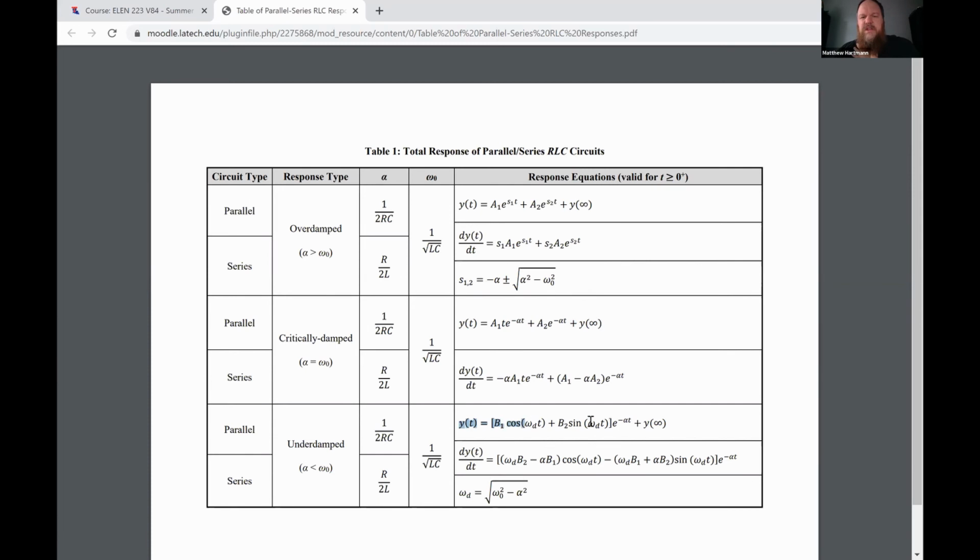Similarly, if we look here for the response of an underdamped circuit, y of t becomes b1 cosine omega d t plus b2 sine omega d t, that whole thing multiplied by e to the minus alpha t. That occurs when s1 and s2 are complex conjugates of each other, and instead of dealing with complex numbers, a few trig identities were applied to fix that. So it really does all boil down to this one equation for the overdamped response where we derived it.